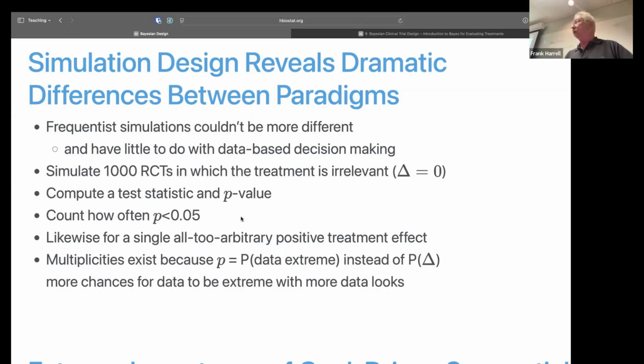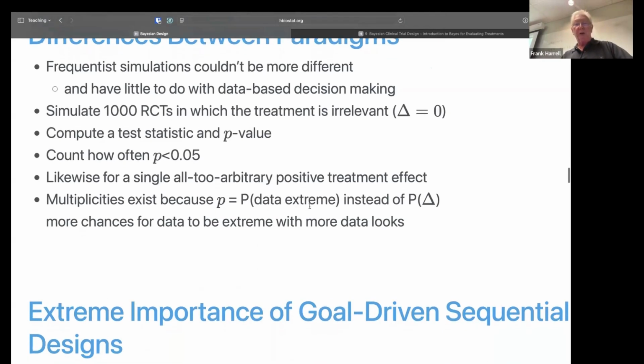That would be your alpha simulation. Likewise, for power, you might pick an arbitrary positive treatment effect, pretend it's a single number, and find out how often you can get a p-value less than 0.05 when the effect is that number. You have multiplicities because you're calculating the probabilities of data being extreme, and you're not calculating probabilities about delta.